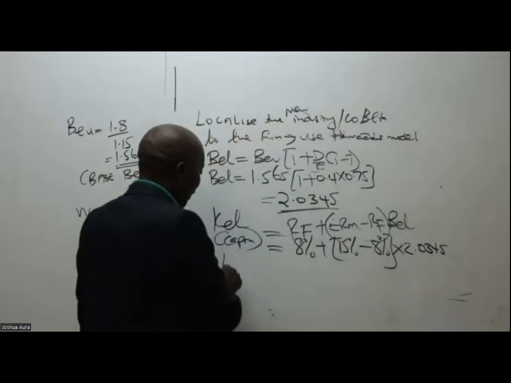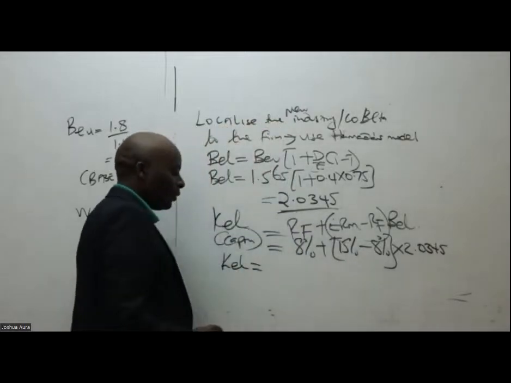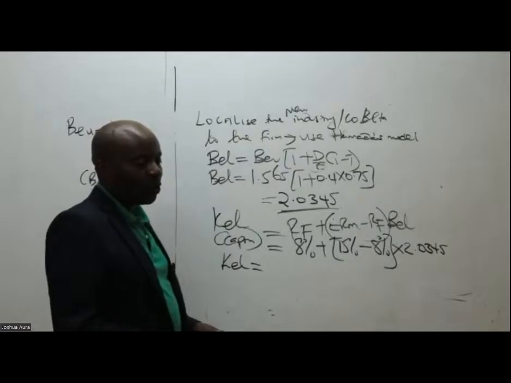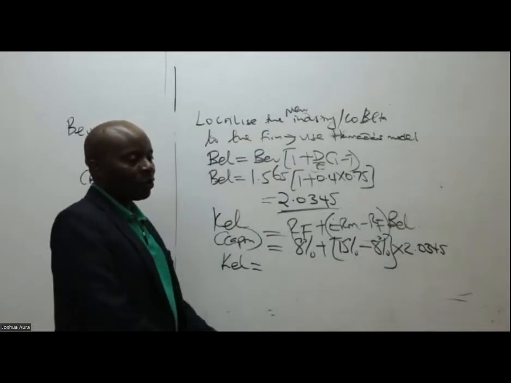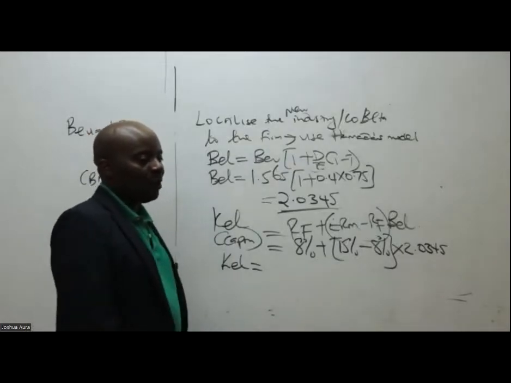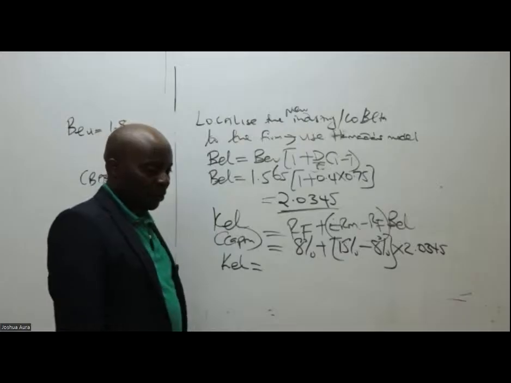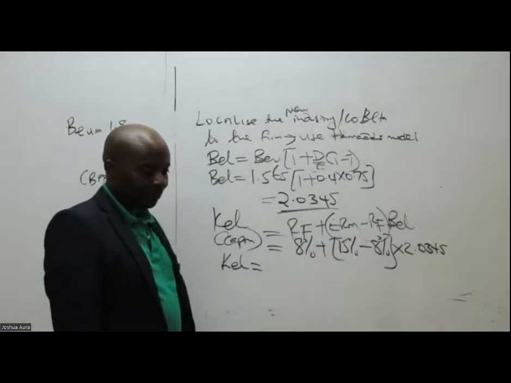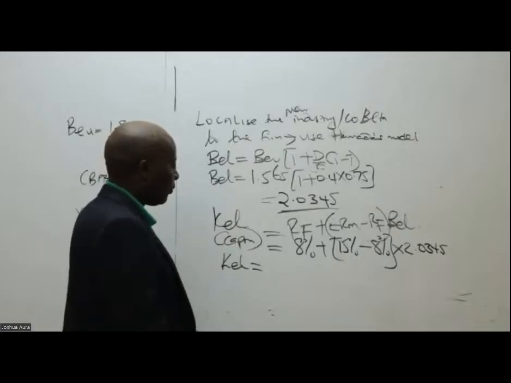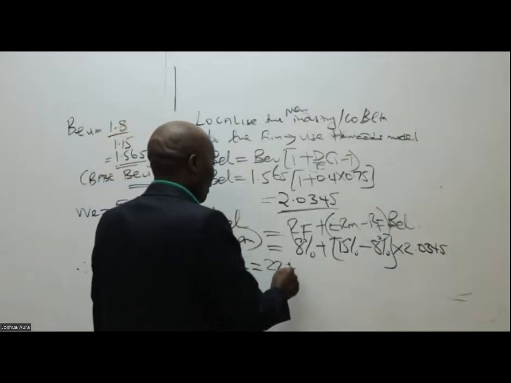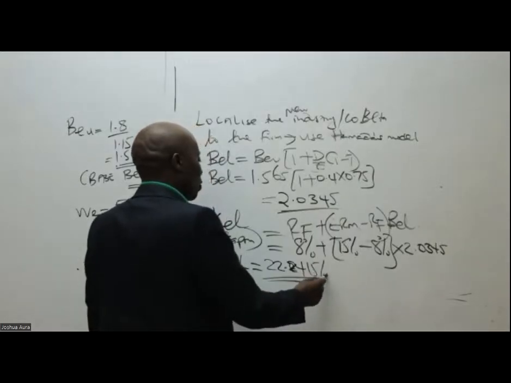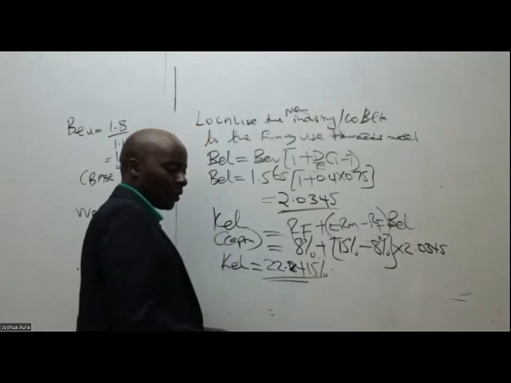Then what is our KEL? Our cost of equity of a levered firm will be equal to who? Can somebody give us this figure? Cost of equity of a levered firm will be equal to who? 22.2415. Thank you so much.